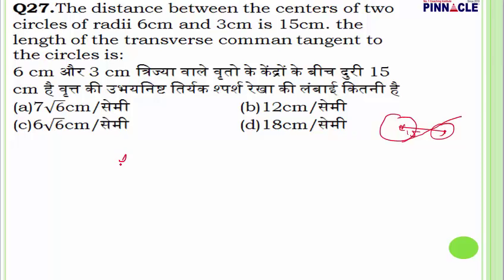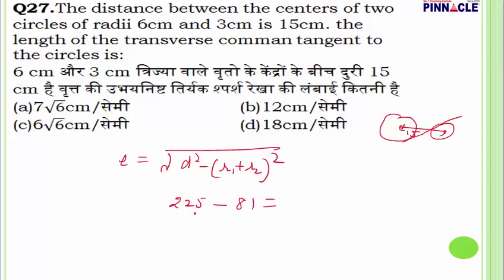So what is the formula? L is equal to the square root of D square minus (R1 plus R2) whole square. Here D is given, 15. So 15 into 15, that is 225, minus 6 plus 3, that is 9. So 9 into 9, 81. The difference would be equal to 144. Root of 144 is equal to 12. So the answer should be B.